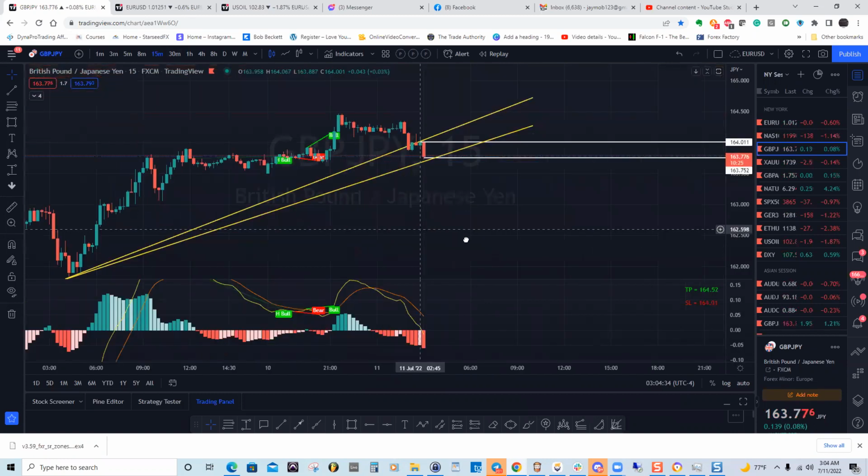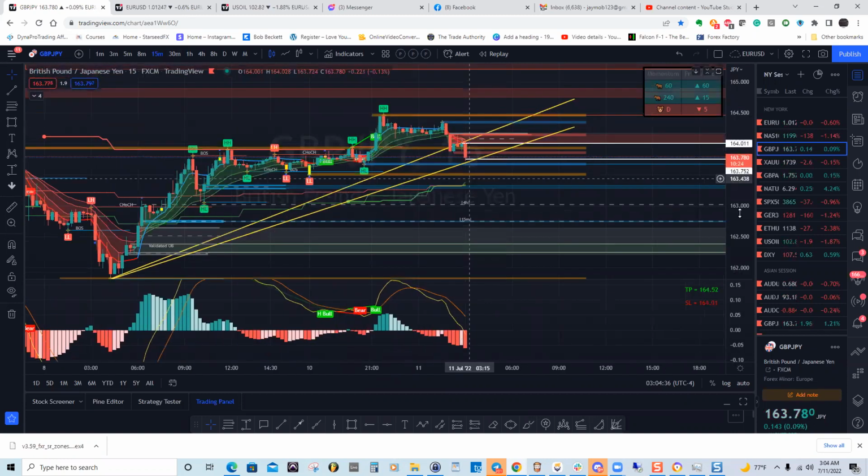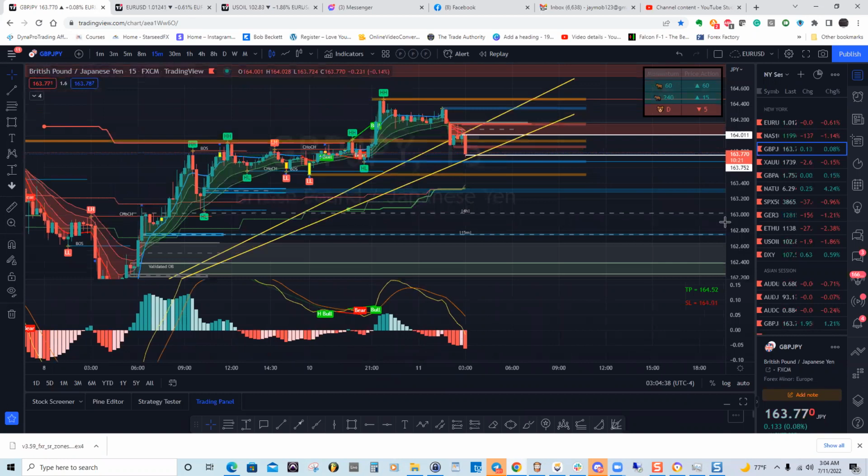Now I'm waiting for this break here, right? I'm waiting for this break. So now we just got to wait. Now I'm negative, but it's going to play around. Like I said, if this entry here, so I entered too late, right? I entered at 163.795. So you can see my entry.